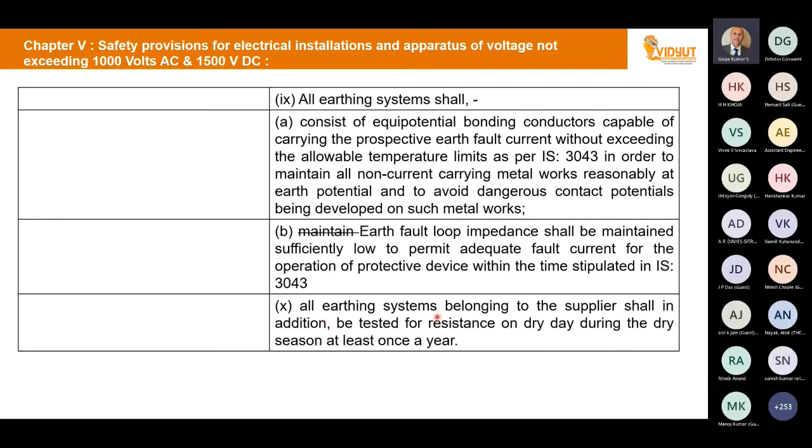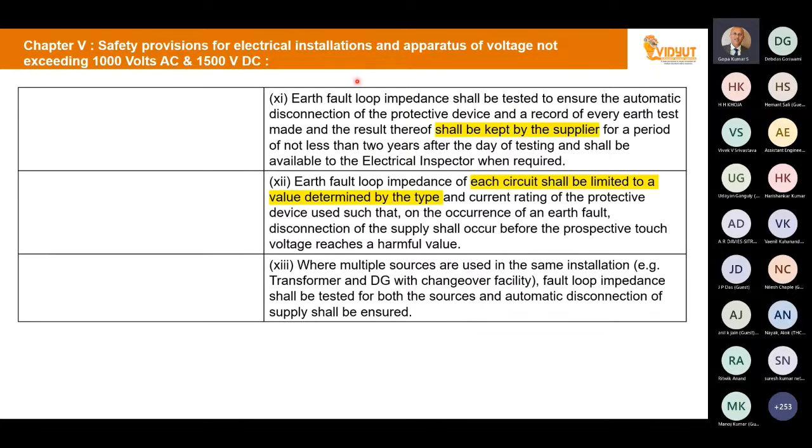Then the supplier: all earthing systems belonging to the supplier shall do the testing of these earth electrodes. Now please read these 3 clauses, very important. 11. Earth fault loop impedance shall be tested to ensure automatic disconnection of the protective device, and a record of every test made and the result thereof shall be kept by the supplier for a period not less than 2 years after the day of testing and shall be available to the electrical inspector when required. So this sub-regulation is talking about the responsibility of the supplier. The energy supplier should do this test and keep the record.